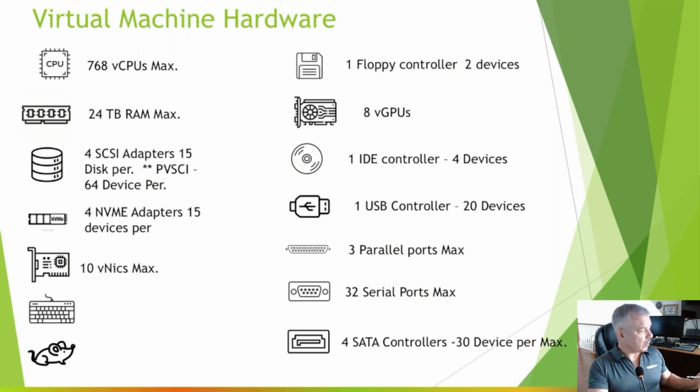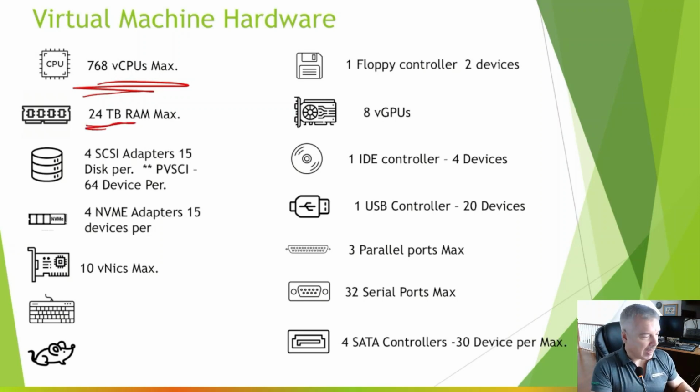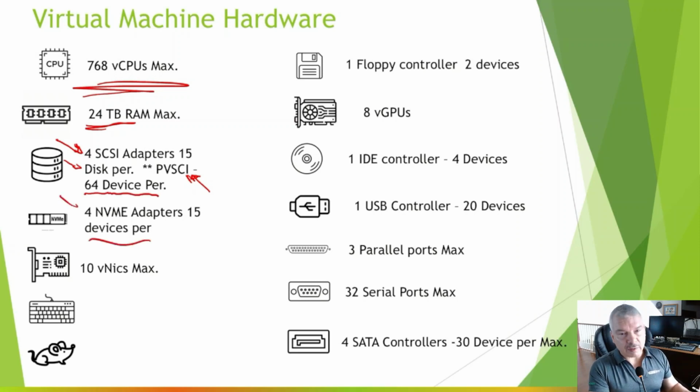Anyways, typically a virtual machine can have up to 768 virtual CPUs. Wow, it's pretty crazy. 24 terabytes of memory as well. This is what a VM can have. When we talk about disk, and I'll probably do a different video on that because there are different ways we can deploy this, you can have up to 4 SCSI adapters, 15 devices per SCSI adapter, which kind of makes sense. If you're using the paravirtualized adapter, that's 64 devices per. Wow, that's pretty crazy. Up to 4 NVMe adapters and 15 devices per, again, if you've got NVMe storage. Up to 10 virtual NICs. That number hasn't changed in many, many years.